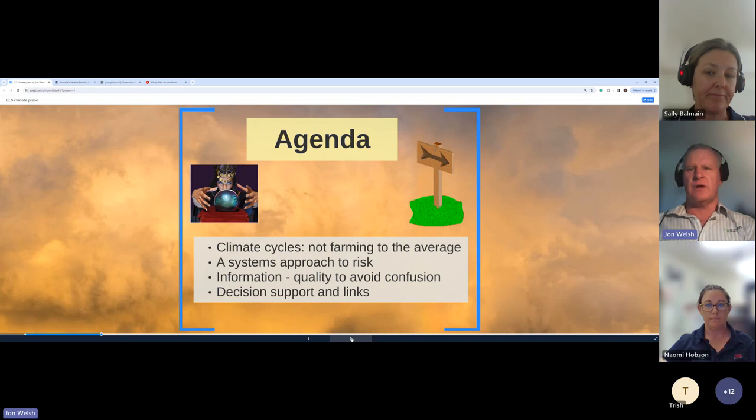And come up with a systems approach to looking at risk and evaluating this information and making sure that we're looking at quality information. You know, with the rise of Facebook and social media, there's a lot of experts and a lot of very clever marketing out there that have subscription services, and we want to make sure that we stick to really good quality information to avoid tripping ourselves up and getting misled to some degree.